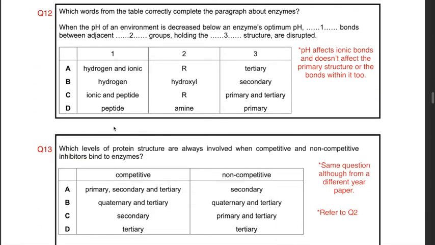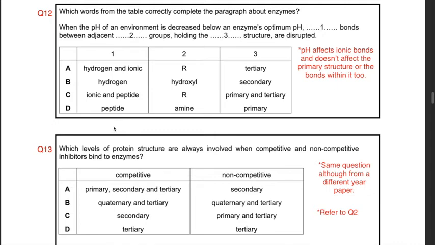Question 12. Which words from the table correctly complete the paragraph about enzymes? When the pH of an environment is decreased below an enzyme's optimum pH, 1 bonds between adjacent 2 groups holding the 3 structure are disrupted. pH normally affects the ionic bonds and it doesn't affect peptide bonds because peptide bonds are within the primary structure and pH has nothing to do with the primary structure. Hence, answers having peptide in it are incorrect, leaving us with the answer being either A or B. And again, pH affects ionic bonds. Hence, the best possible answer is A.